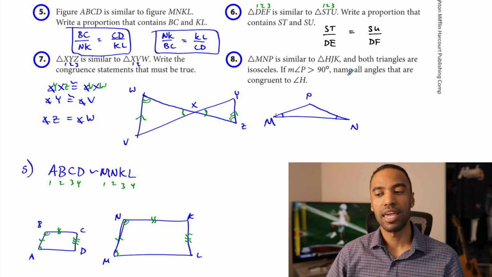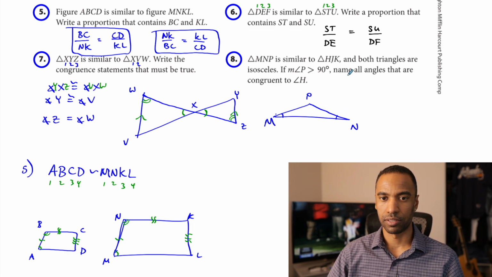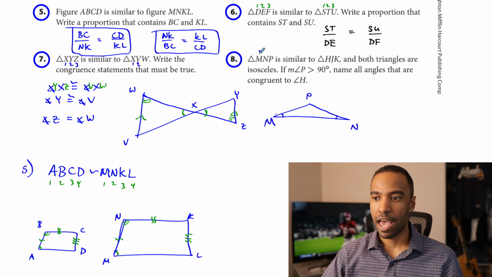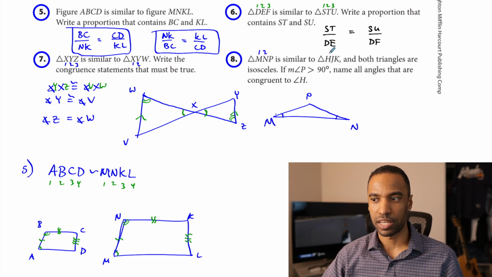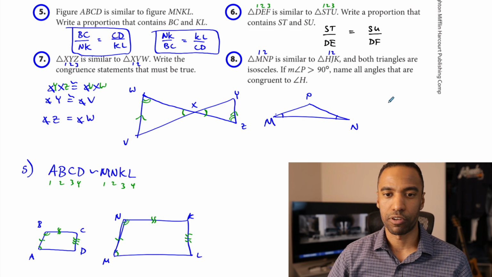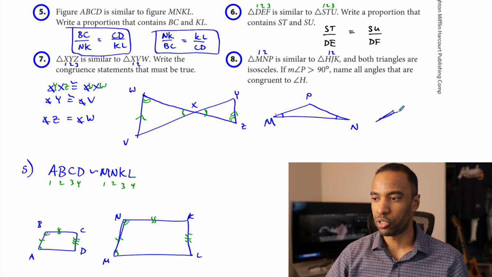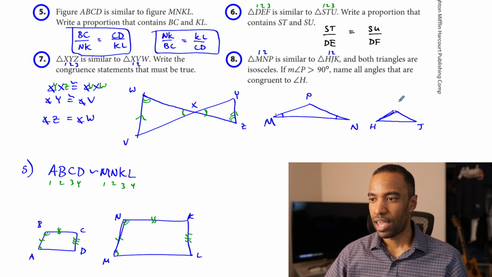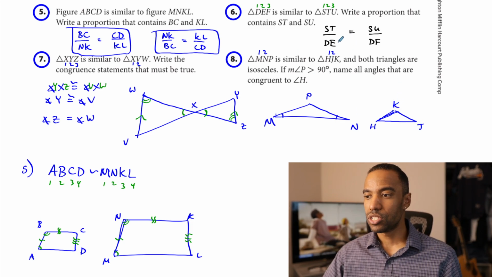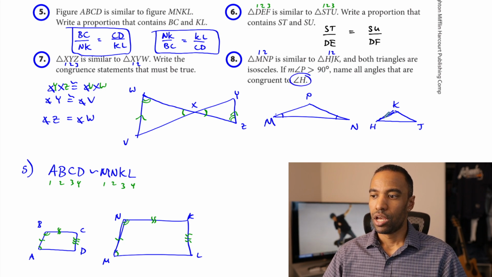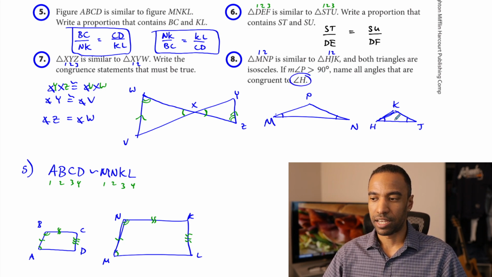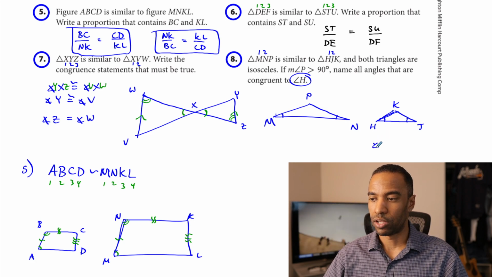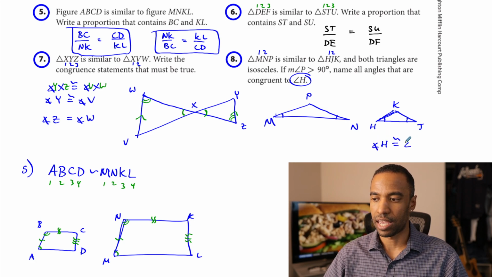That means M and N are the base angles, and M and N are the first and second letters of this triangle. So H and J are also the first and second letters of this one. If I have a similar isosceles triangle, let's make it smaller: H corresponds with M, J corresponds with N, and K is the vertex angle here, which of course is also greater than 90. Now, they're saying name all angles that are congruent to angle H. We already know H and J are congruent because they are base angles of their own isosceles triangle. So angle H is definitely congruent to angle J.